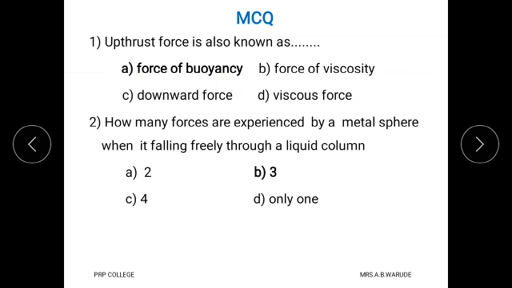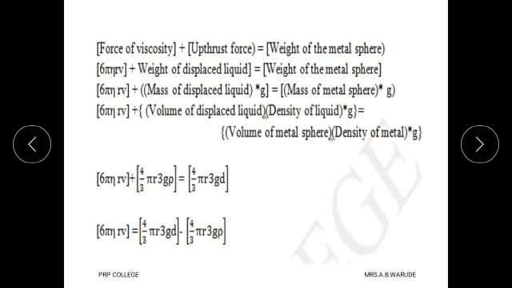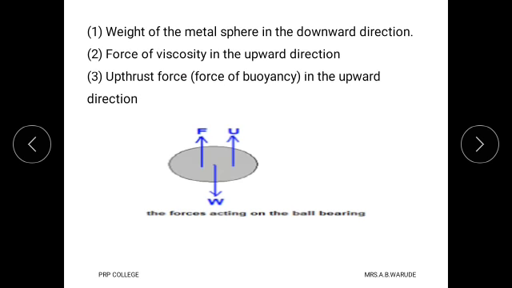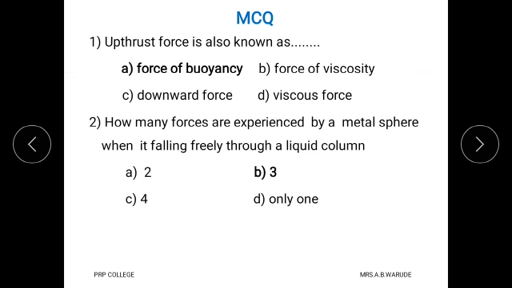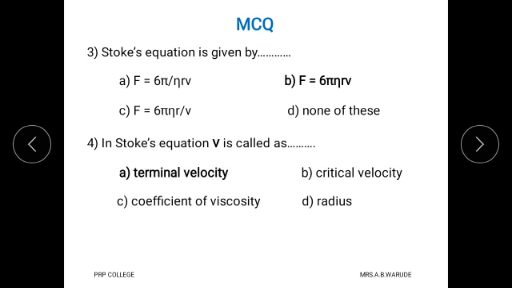Question number 2 is, how many forces are experienced by a metal sphere when it is falling freely through a liquid column? As we see in the earlier slide, when the ball bearing is falling in a liquid column, there are three forces acting on that metal sphere, and therefore the correct option is B, 3.